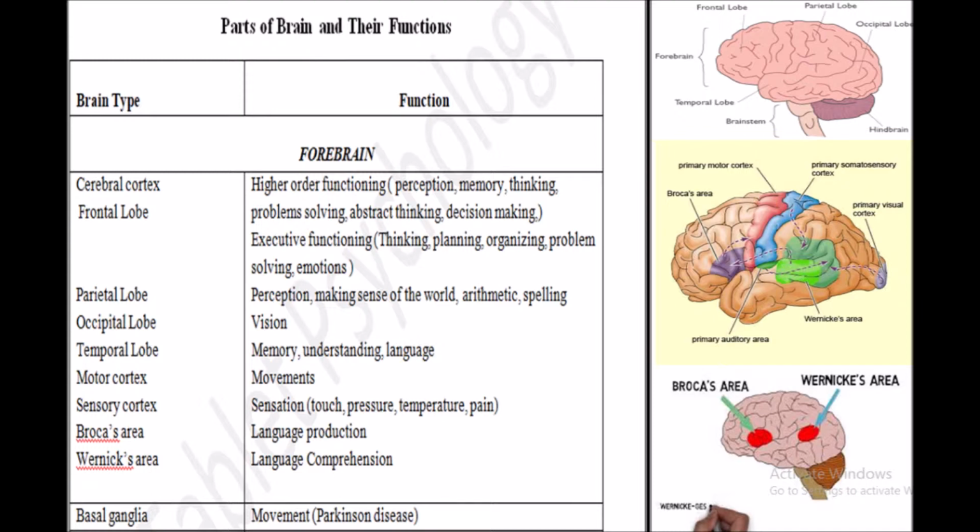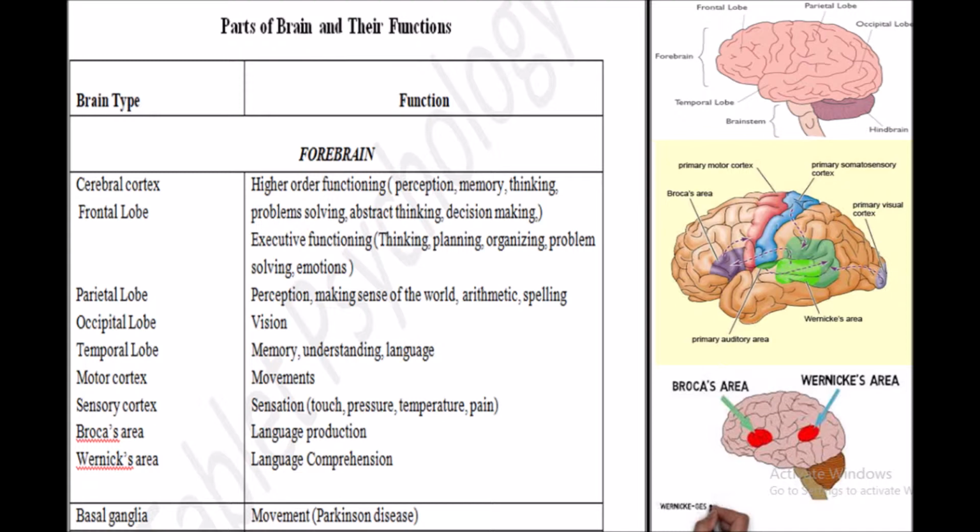Second part will be the frontal lobe. The front area of your brain, you can see in the uppermost picture of this slide, frontal lobe. Frontal lobe basically performs executive functioning. What is executive functioning? This is also higher order functioning, for example, thinking, planning, organizing, problem solving, and emotions, and so on. So all these types of functions are performed by frontal lobe.